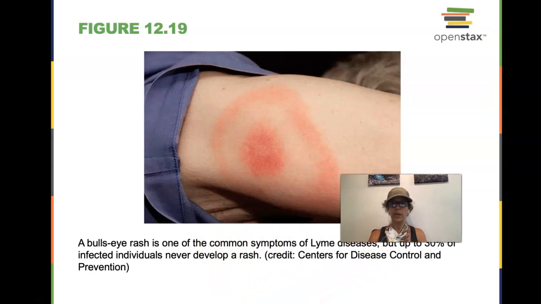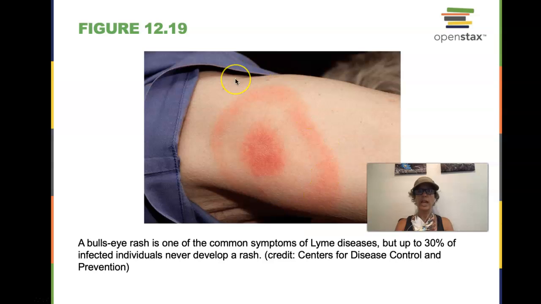This shows up because it is the classic bullseye rash that shows up in many patients who have been bitten by the tick that transmits Lyme disease. But as it says in the caption, up to 30% of infected individuals never get that rash. And so their disease can progress quite far along before they get diagnosed. If someone suspects they could have been exposed to a Lyme disease tick, we can isolate blood from these patients and do a PCR test to look for the presence of the DNA.